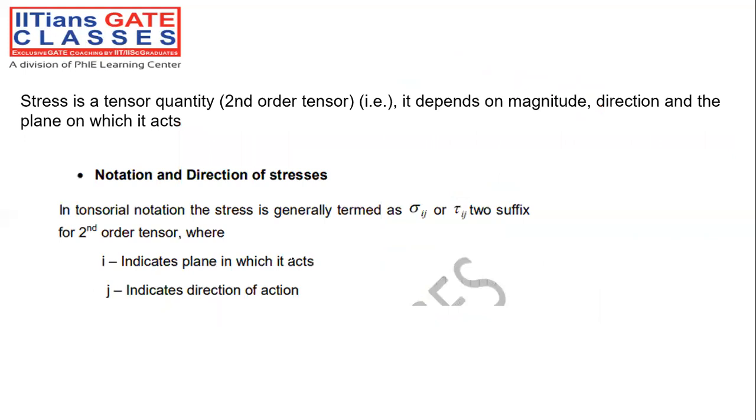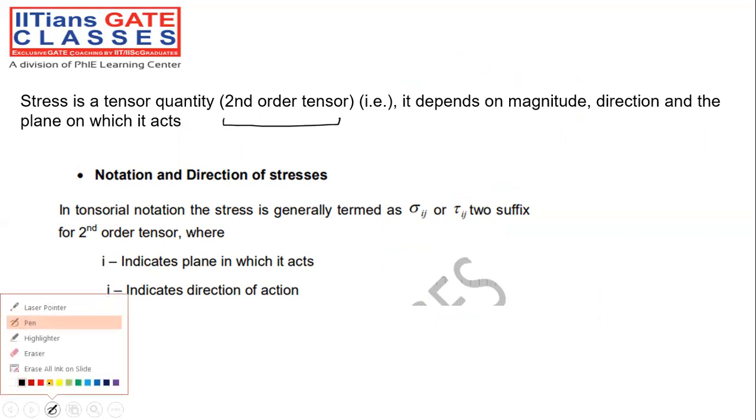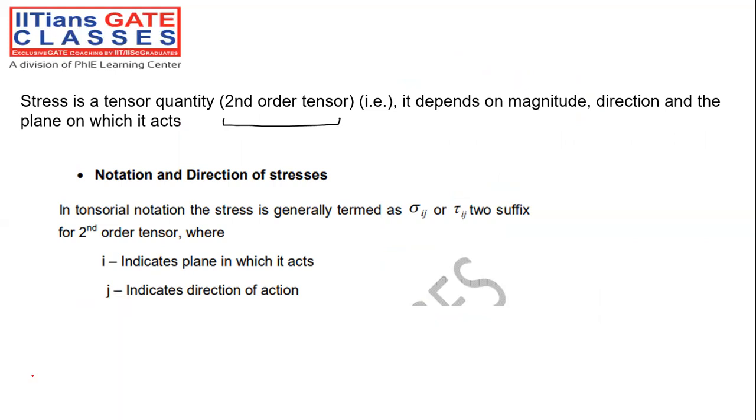Now, the next concept: stress is a tensor quantity, but it is a second order tensor. Why are we calling it a second order tensor? Because to define the stress, we require not only magnitude, we require the direction as well as the plane. See, at a particular point, we have many planes. So we need to define on which plane the stress value has been developed, right? So first of all, magnitude as well as directions as well as planes.